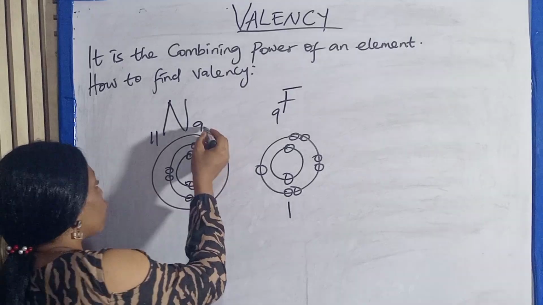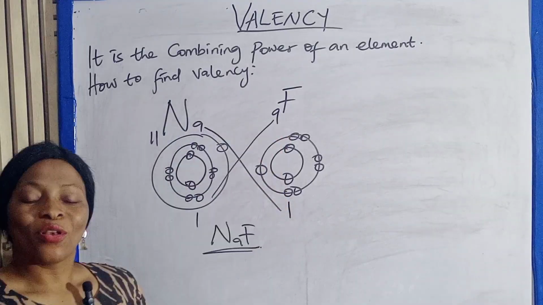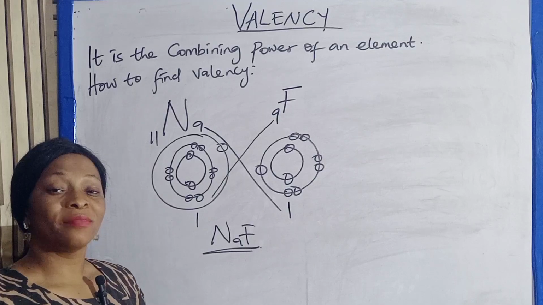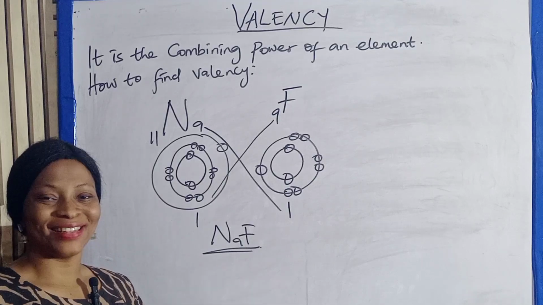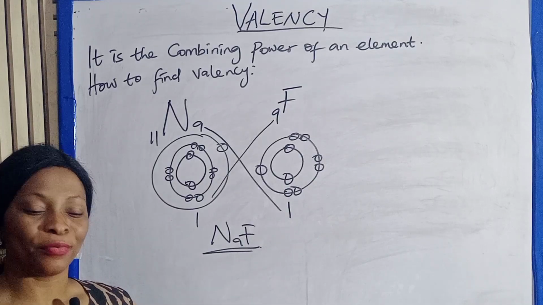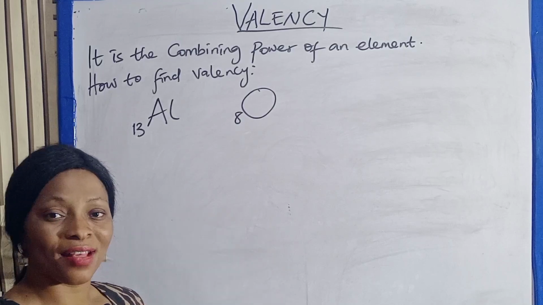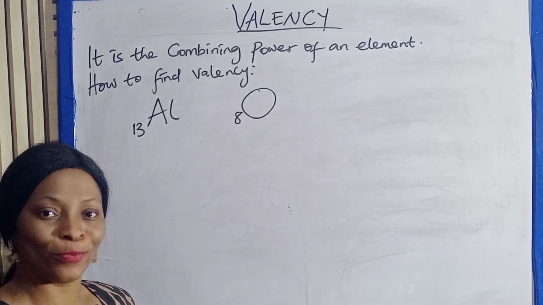Now, the examiner may ask you, what is the formula of the compound formed? All you need to do is to cross multiply. So what's the formula of the compound formed? The formula of the compound formed is sodium fluoride. Let me give you another example. Okay, so let's look at this. Let's find the valency and the formula of the compound formed.